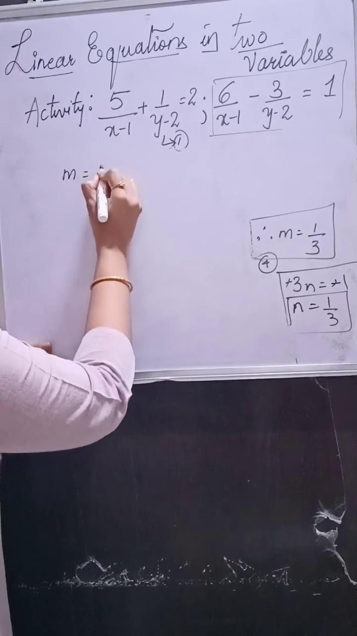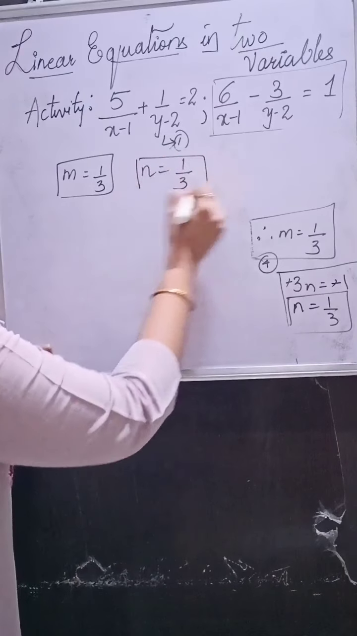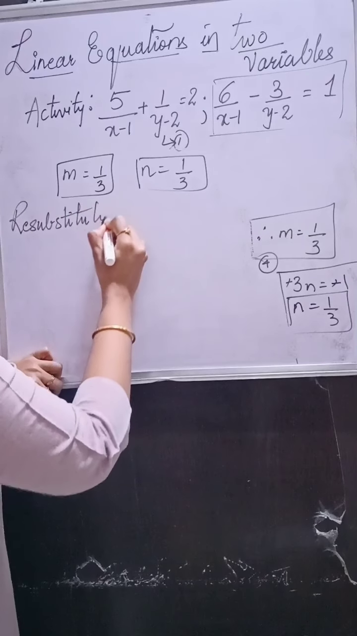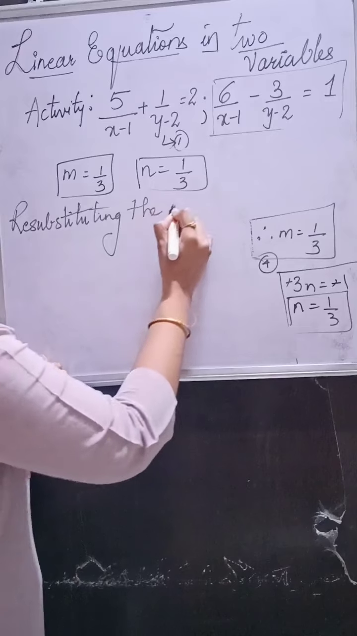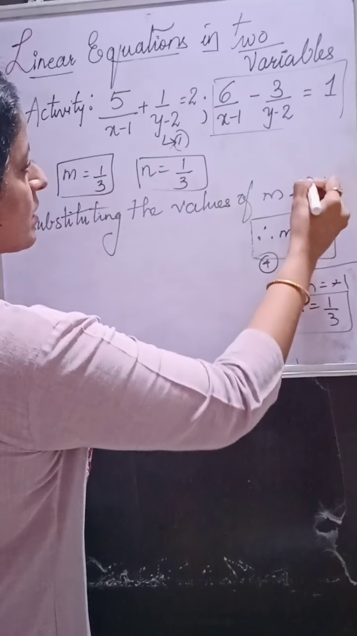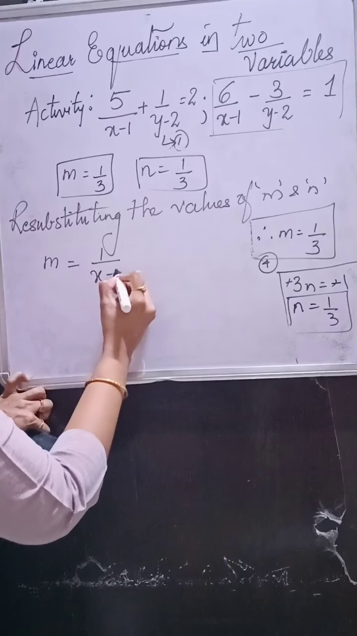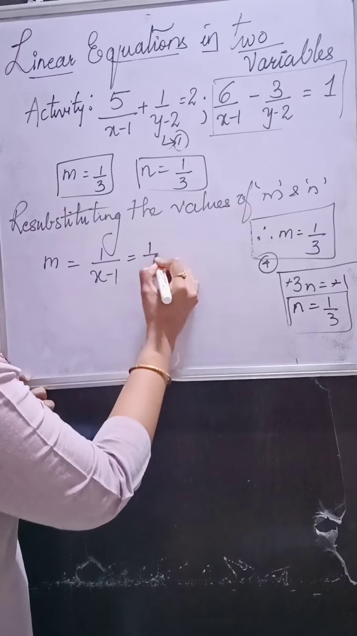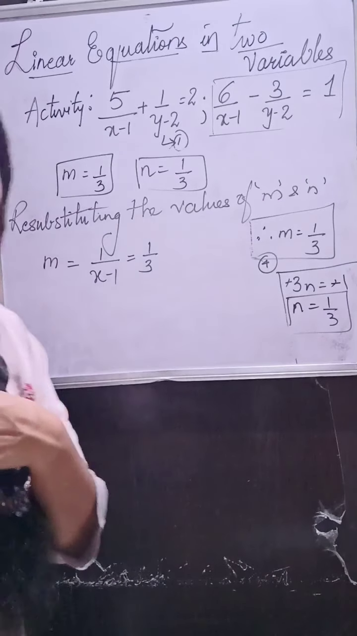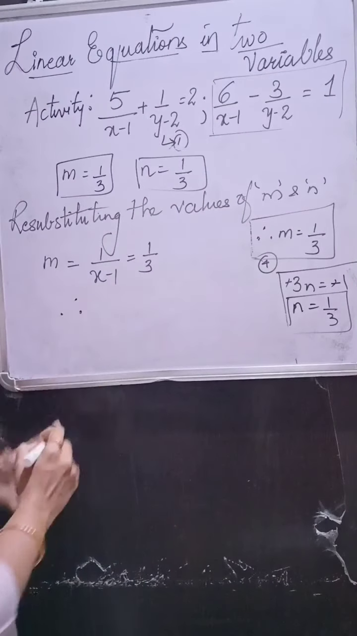So we got m is equal to 1 upon 3 and n is equal to 1 upon 3. Alright, resubstituting the values of m and n. Resubstitute. How much was m? m was 1 upon x minus 1 and you are getting it as 1 upon 3. m is actually 1 upon x minus 1 and what is the value that we got? We got it as 1 upon 3.